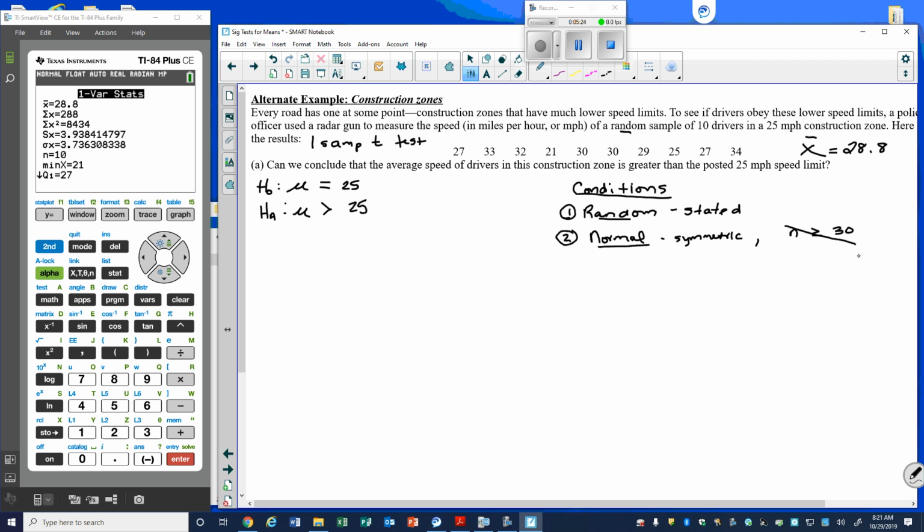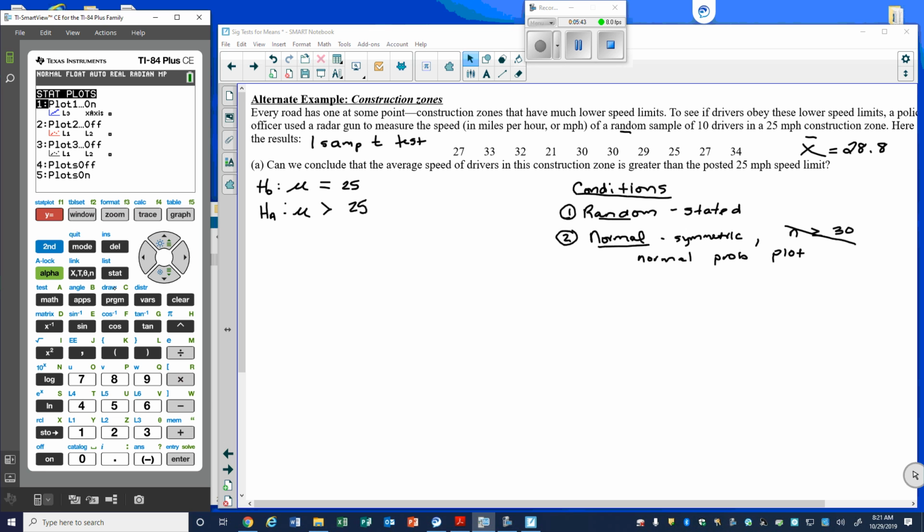Now, just in case it's not, then what you would have to do is check something called a normal probability plot. And your calculator will do that for you as well. So if you go to second and y equals, that's going to bring up your stat plot menu and choose number 1. If you just make sure that this plot is turned on and choose the very last graph beside type, this is your normal probability plot.